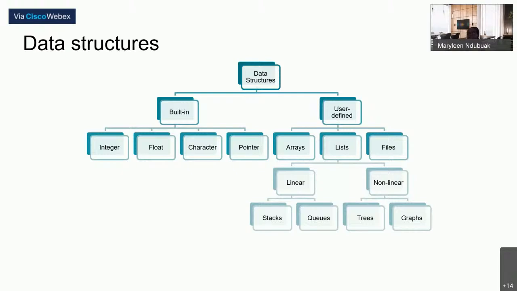Of course, you have the user-defined ones, like arrays or lists or files. You even have data frames as well. And this can be in linear form or non-linear. Like you can actually have your data in a tree form, so it branches out, or graph form. So these are the different structures that your data can take.